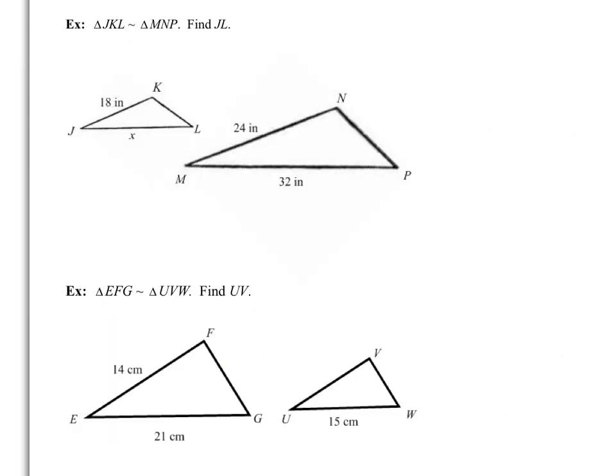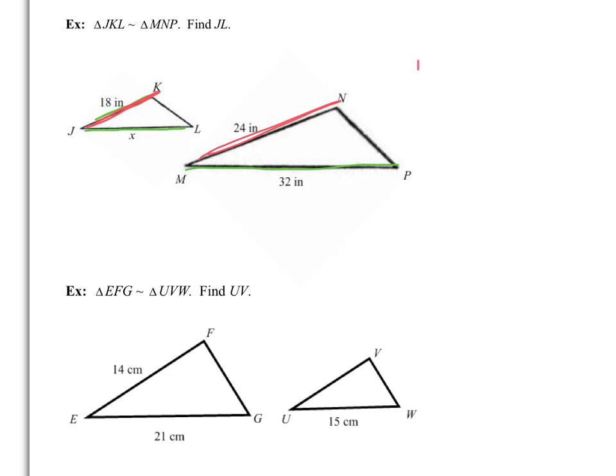Here we're told that triangle JKL is similar, that's the symbol for similar, to triangle MNP. So that means because they're similar, we already know their sides are proportional. And I'm trying to find side JL, which is right here. So if I match it up with its corresponding side, that matches up with the side that's 32 inches. And then on this triangle JKL, I have the side that's 18 inches, and that matches up with the side that's 24 inches. So I already know they form a proportion, so I can set up a proportion over here.